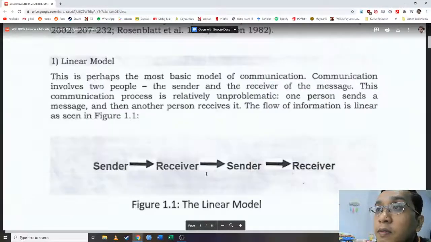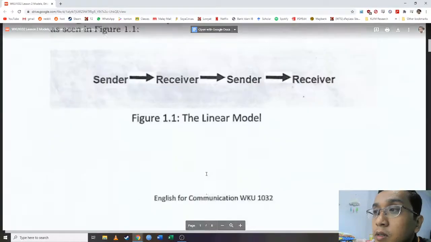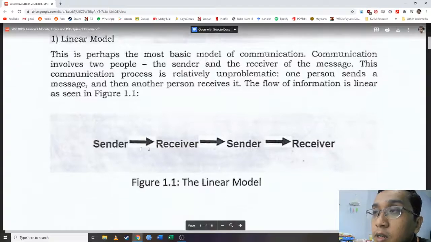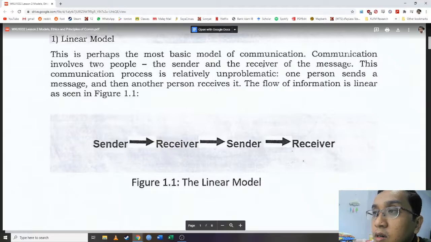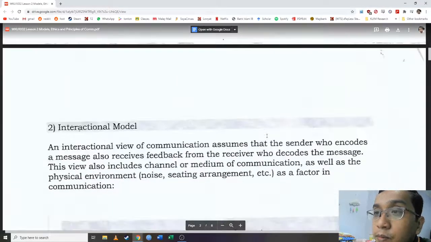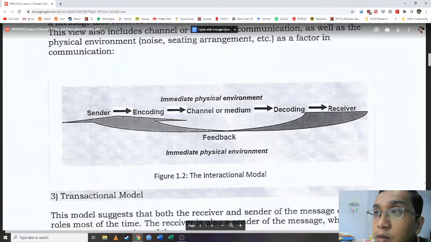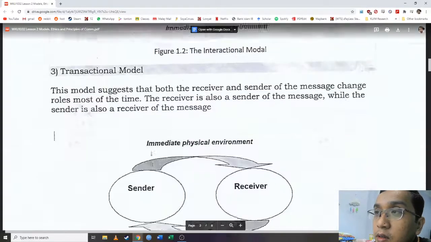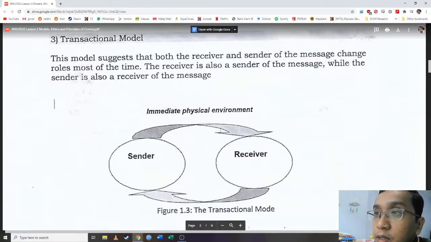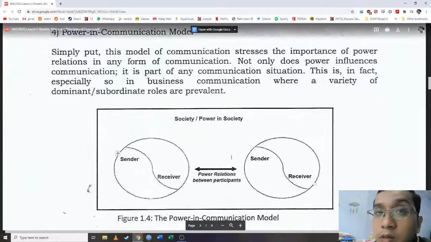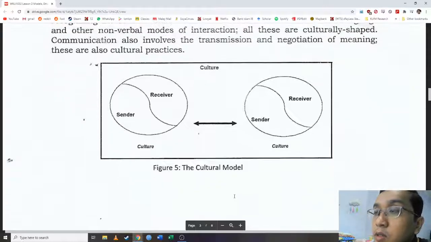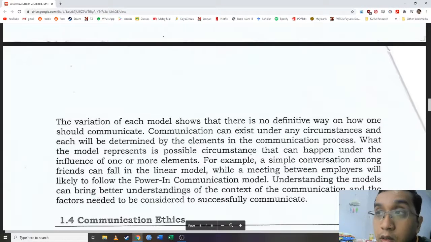So again, there are 5 different models. The linear model. Okay, so you can see here linear model ni very linear. Dia terus tegak je. Dia tak ada langsung any kind of flexibility. And then interactional model here, we have some kind of flexibility. Dia pergi balik. And then transactional model here, it looks like a recycle bin. And then power talks about power in communication, and then culture talks about the culture in communication.